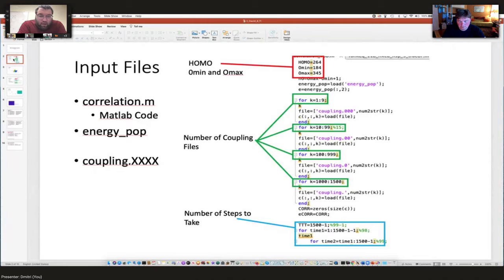And in the blue box, we have a couple different instances where we show the number of steps that we take. And if you notice, I didn't highlight it specifically, but there's 1,500s in that box. You generally want that to be equal to the number of coupling files that you have.